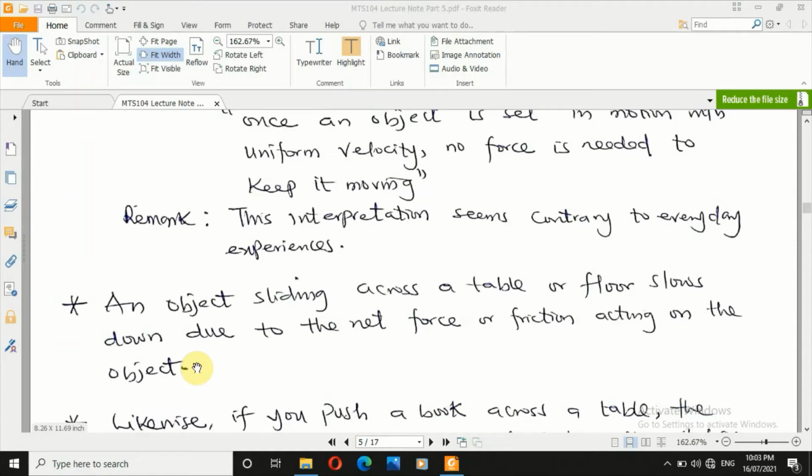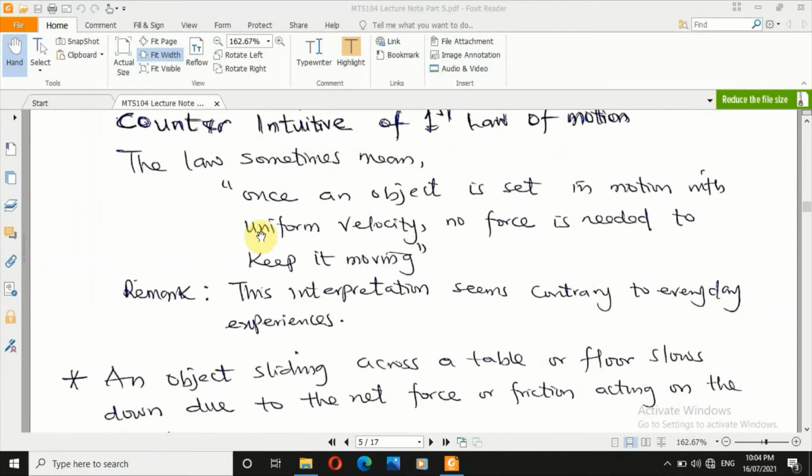We have a surface, and we have an object that is sliding across it and slows down. If the object is slowing down, then what will make it keep on slowing? The answer is very simple. It's because of friction. Because we are saying that once an object is set in motion with uniform velocity, no force is needed to keep it moving. But what about if there is friction? Friction is a force.